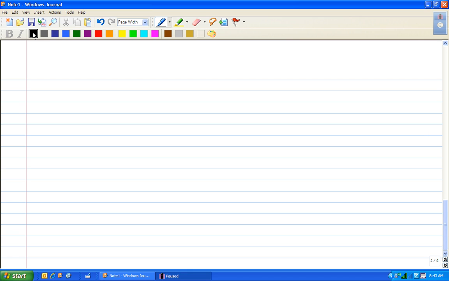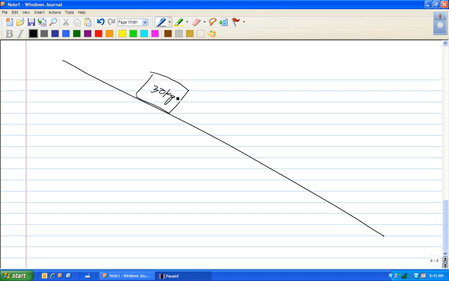Alright, so that's all well and good. But what if we do this? The crate starts at rest. Let's make it spikes. We need the kinetic mu for the crate and the incline.